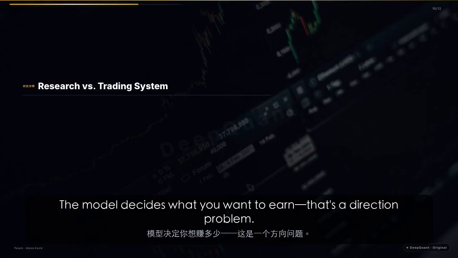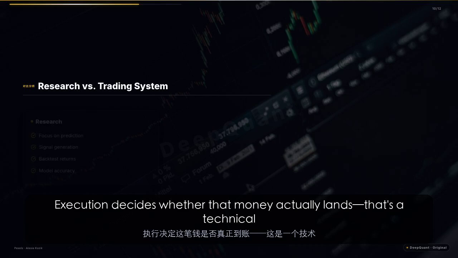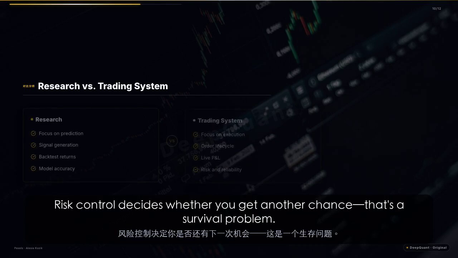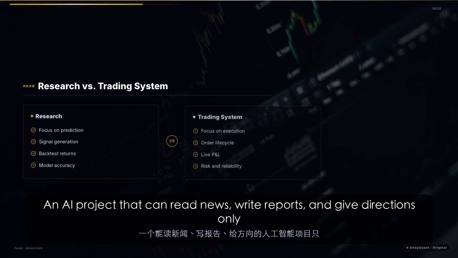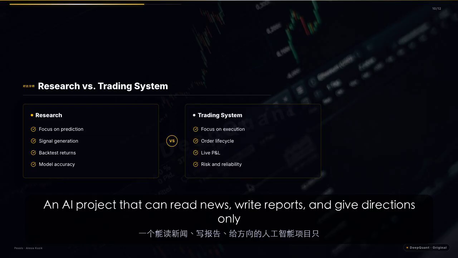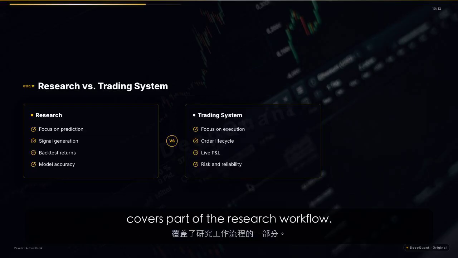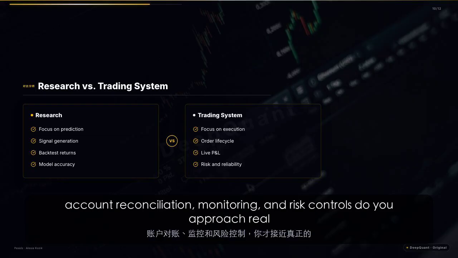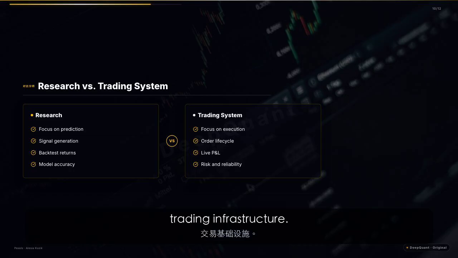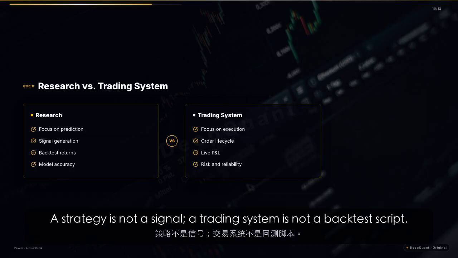The model decides what you want to earn, that's a direction problem. Execution decides whether that money actually lands, that's a technical problem. Risk control decides whether you get another chance, that's a survival problem. An AI project that can read news, write reports, and give directions only covers part of the research workflow. Only by adding event-driven architecture, order management, fill modeling, account reconciliation, monitoring, and risk controls do you approach real trading infrastructure. A strategy is not a signal, a trading system is not a backtest script.